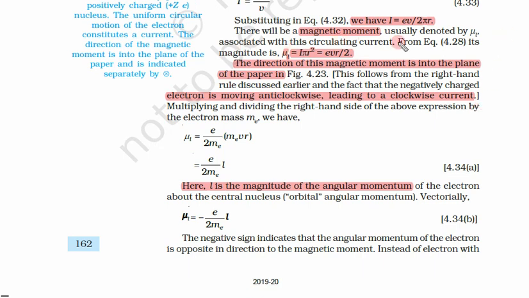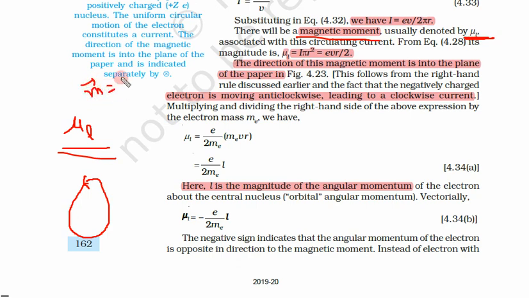There will be a magnetic moment. Now what is the magnetic moment of this? Magnetic moment here is denoted by mu L, associated with this circulating current. So as there was magnetic moment associated with a current loop, there is magnetic moment associated with this circular motion of electron as well. This magnetic moment is denoted by mu L, and you know previously magnetic moment was M is equal to I A. So this was the magnetic moment previously.